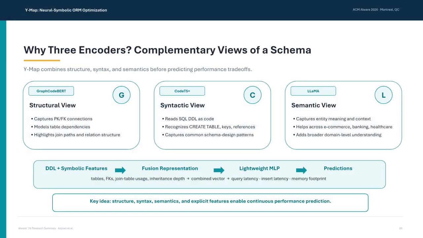The three encoders provide complementary information. GraphCodeBERT captures structural relationships, CodeT5+ captures DDL syntax and coding patterns, and LLaMA captures broader semantic context. YMAP combines these three representations into a unified representation. This representation is then used by the trained regression model to estimate performance. The important point is that the large pre-trained encoders remain fixed. Only the smaller regression head is trained on the offline profiling data, which reduces the training cost.